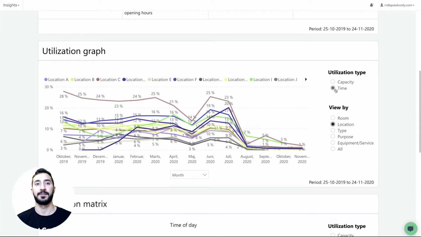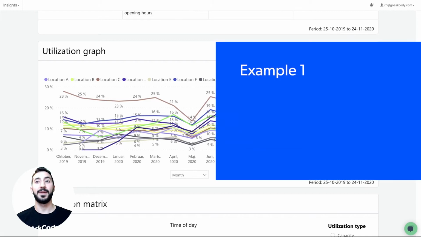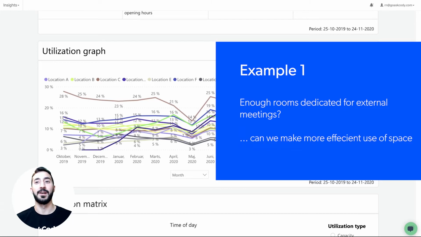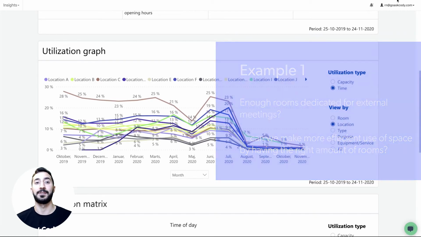Here are a few examples. We find companies that have many visitors would like to know if there are enough rooms dedicated for external meetings. It would be interesting to know if we can make more efficient use of space by having the right amount and distribution between internal and external guests.